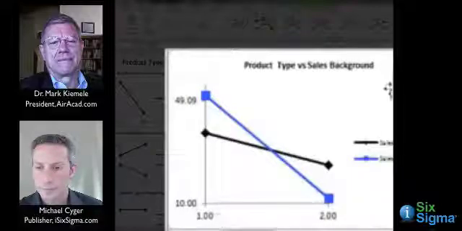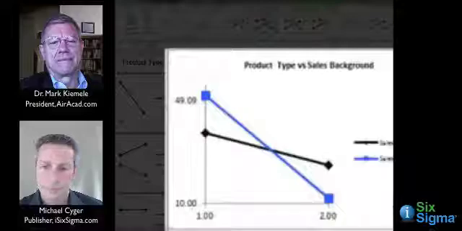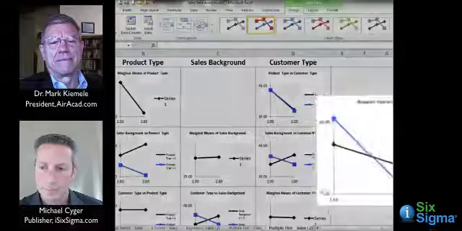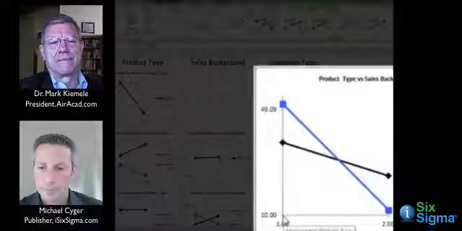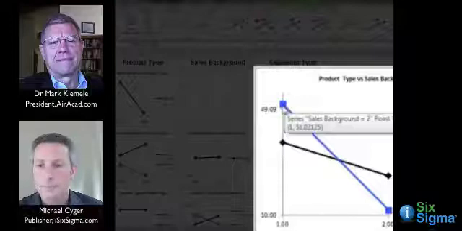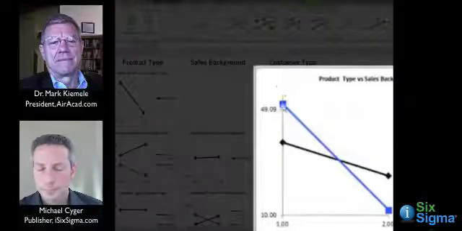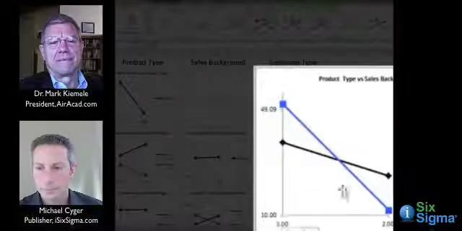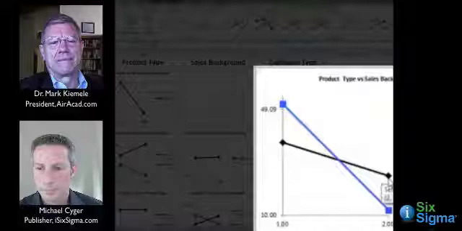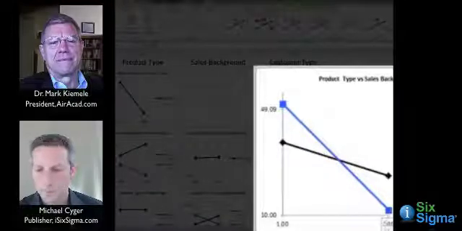Now, what is this intersecting line? What is this telling us? It's telling us, if we look at product 1, what is the best sales background to use? Well, remember, bigger is better. The blue option over the black is better. That's sales background 2 for product 1, your best choice. Sales background 1 right there is a better choice than sales background 2 for product 2.